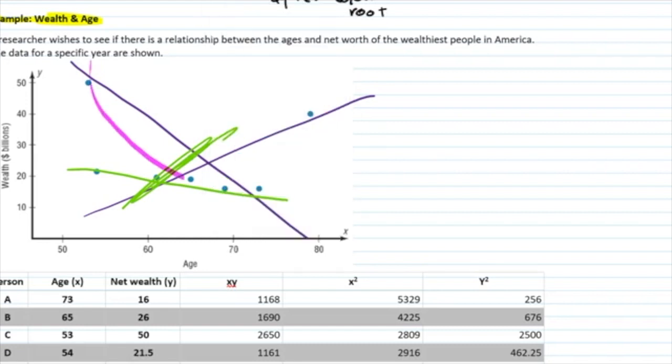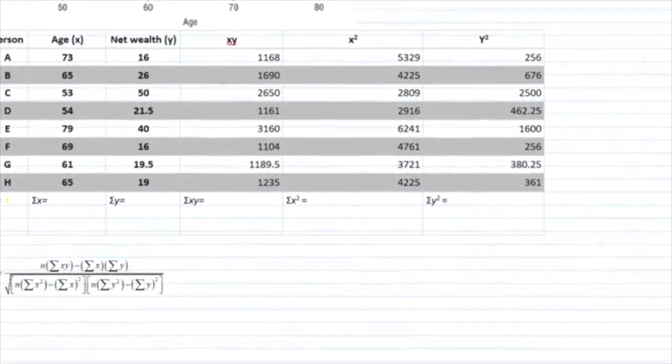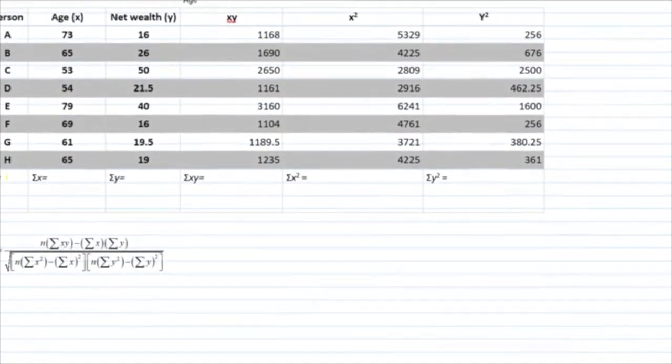So if you actually try to do a curvilinear one, it might actually represent the data better. But the correlation is a linear measure, so what I expect here is to see a low correlation, something that's close to 0. So here I already filled out the table, but I do have to find the sums of the table.